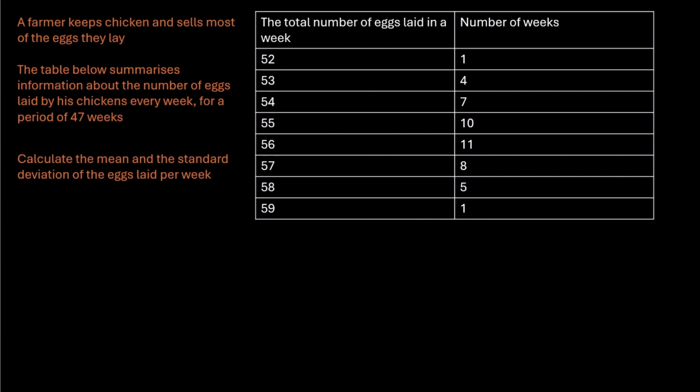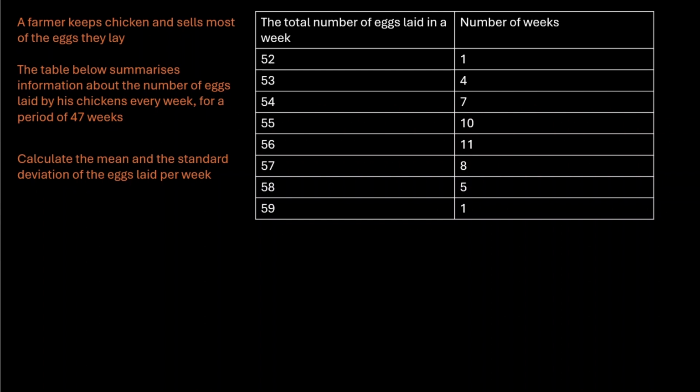A farmer keeps chickens and sells most of the eggs they lay. The table below summarizes information about the number of eggs laid by his chickens every week for a period of 47 weeks. Calculate the mean and the standard deviation of the eggs laid per week.